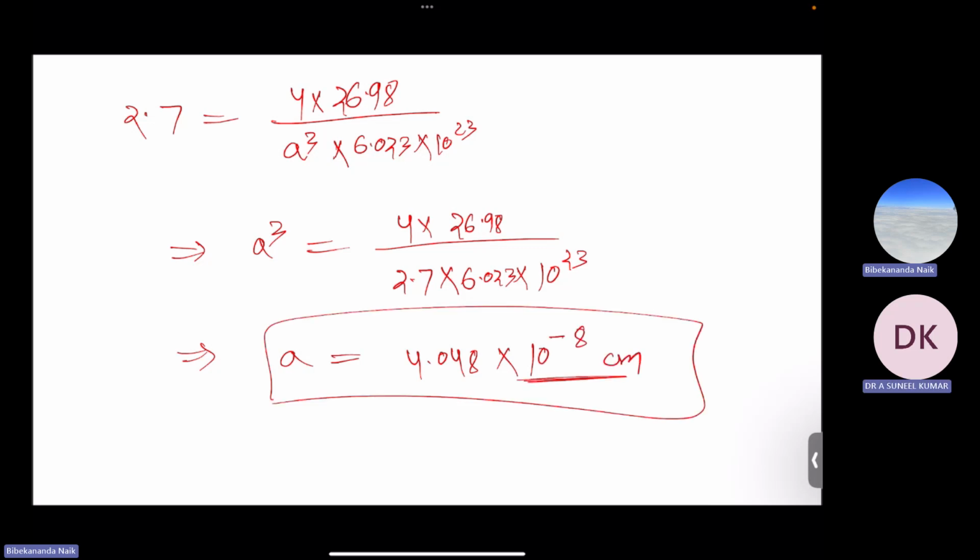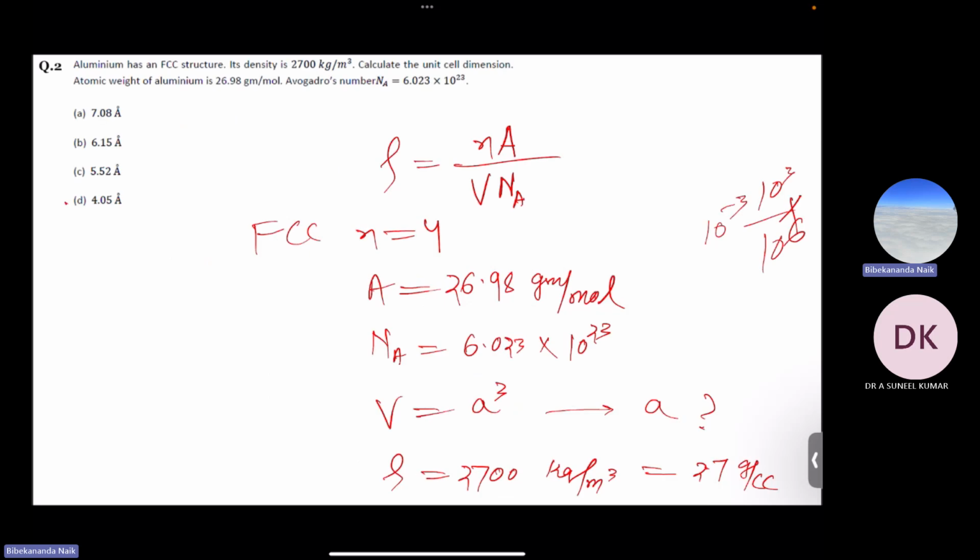And we know 10 to the power minus 8 centimeter is 1 angstrom. So the answer is 4.048, which we can approximately take as 4.05 angstrom. This will be the lattice parameter. This is the correct answer, and if you see the options, it is option D. I hope this is clear to you.